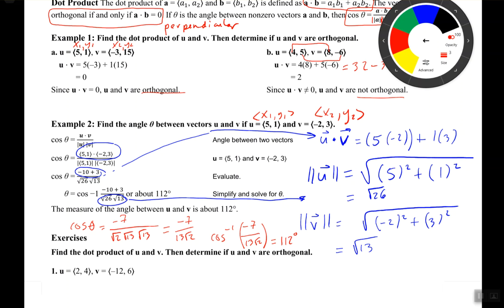That didn't work out so well. Mode. I'm in degrees. Oh, I didn't do an inverse cosine of it. Ha, that's kind of helpful. Inverse cosine of the answer. Oh. Oops. Oh, there it is. 112.